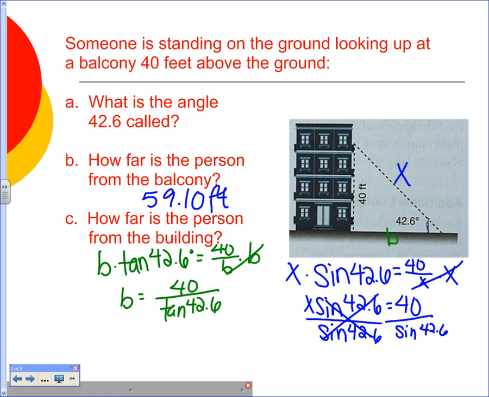This lesson is actually called Applying Trigonometry. Any other questions so far? Okay.